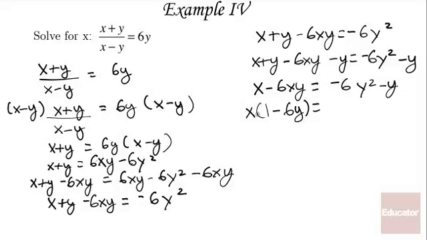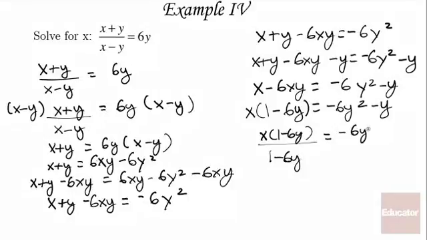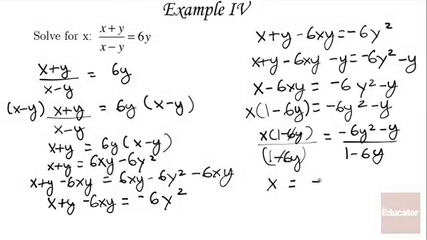So now that I have the x separated out here, I can move this term over to the right side. I'm going to handle that just like I usually do by doing the opposite operation. So I'm going to divide by 1 minus 6y on both sides. These cancel out, and now I have x equals minus 6y squared minus y over 1 minus 6y.